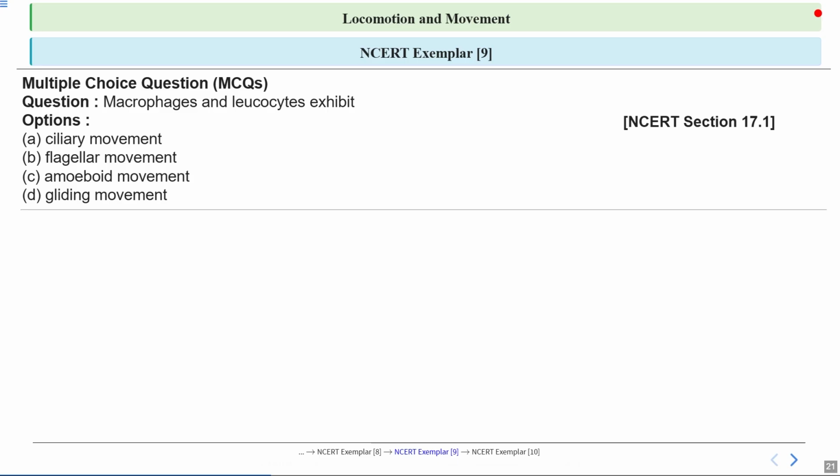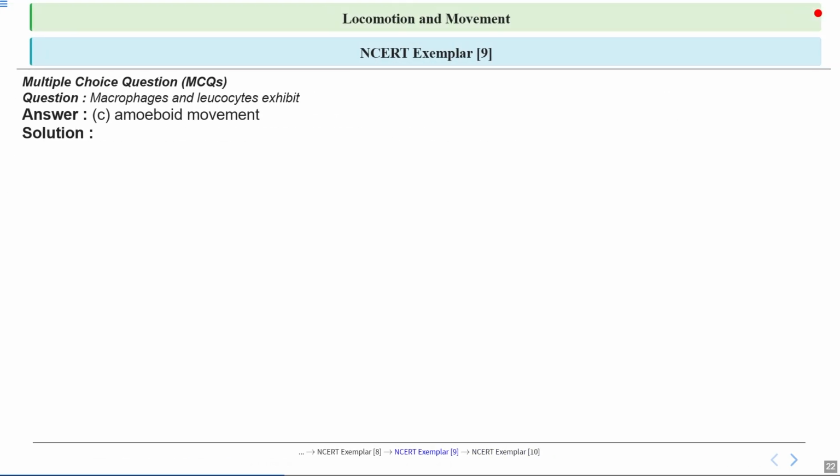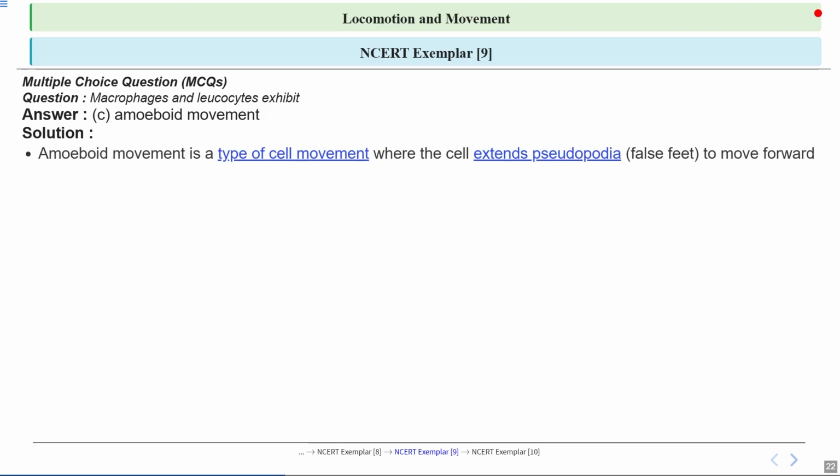So this is question number 9, and the question is macrophages and leukocytes exhibit. So we have to determine the correct type of movement that these two exhibit. Let's see the correct answer. Option C, that is amoeboid movement. Let's see why this is the correct option.